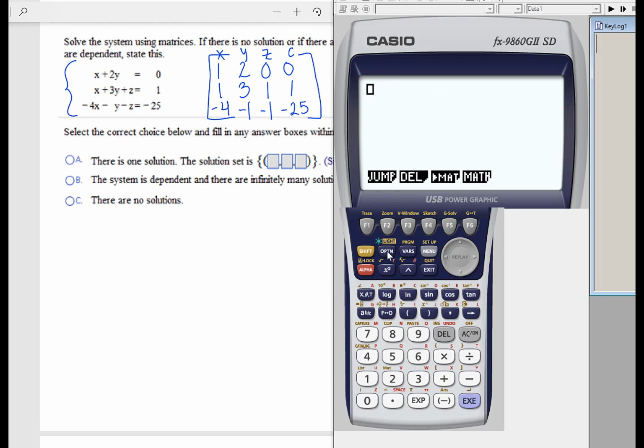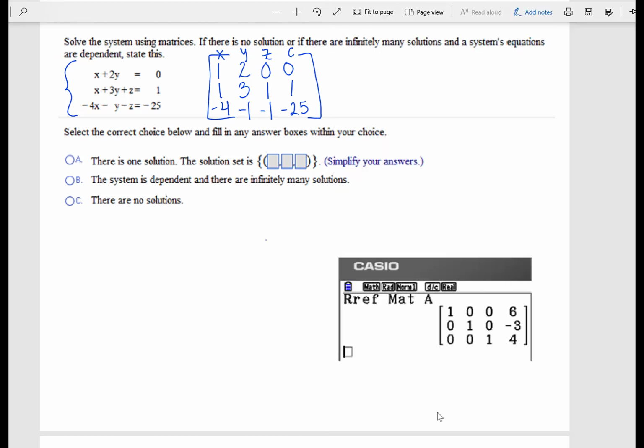Remember here, we're going to now press Option, F2 for matrix, F6 to arrow over to the right for more options, and then F5 to get the command ref. Then we'll press Shift 2 to get matrix, alpha A. So now we're commanding the calculator to solve for x, y, and z. So it gives us this 6, negative 3, and 4. So we see that down here.